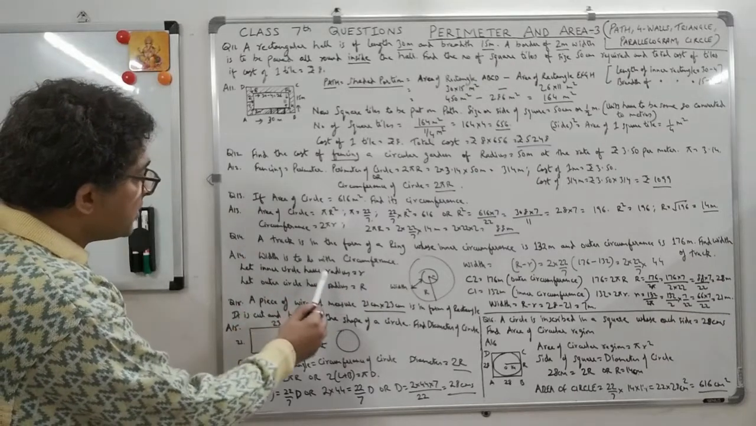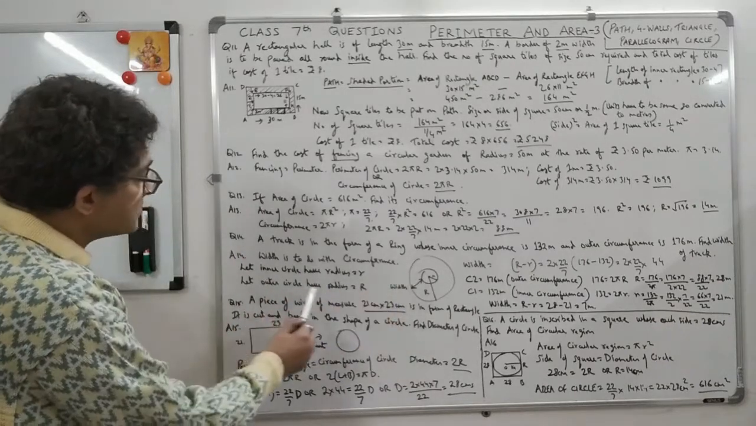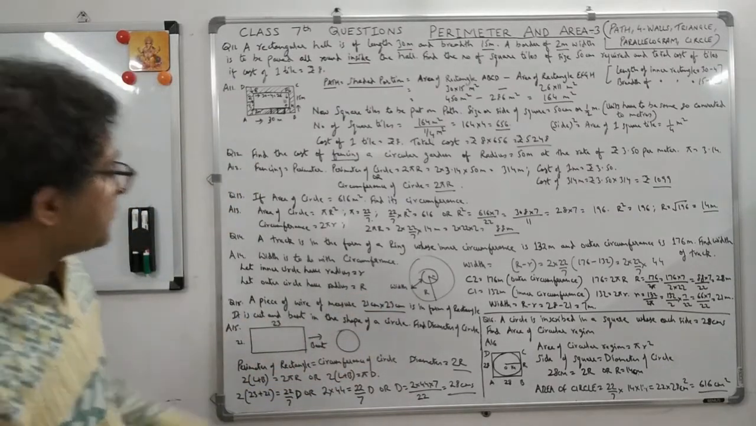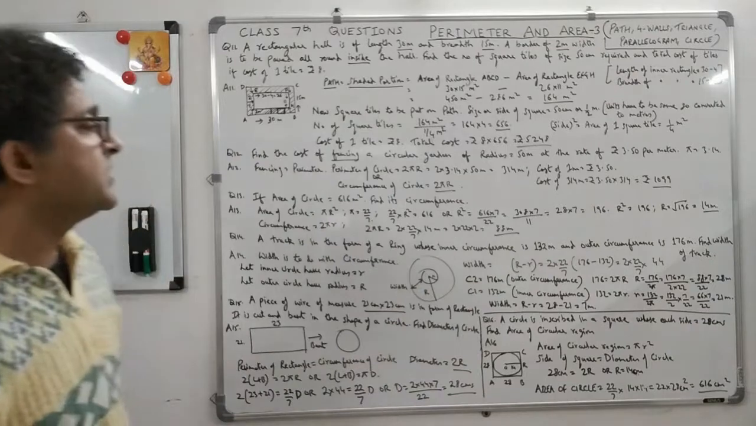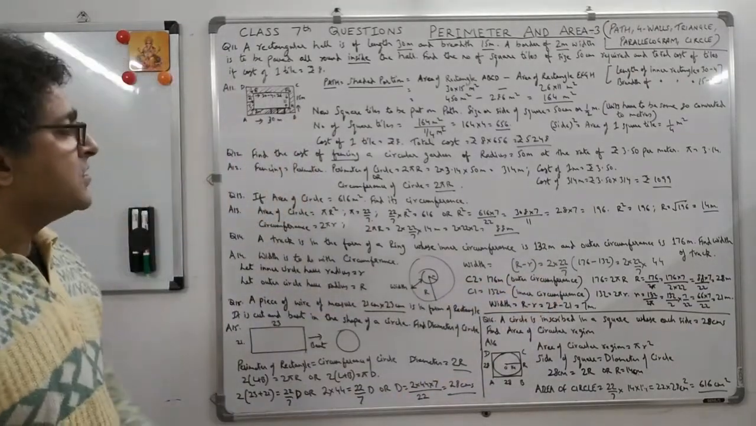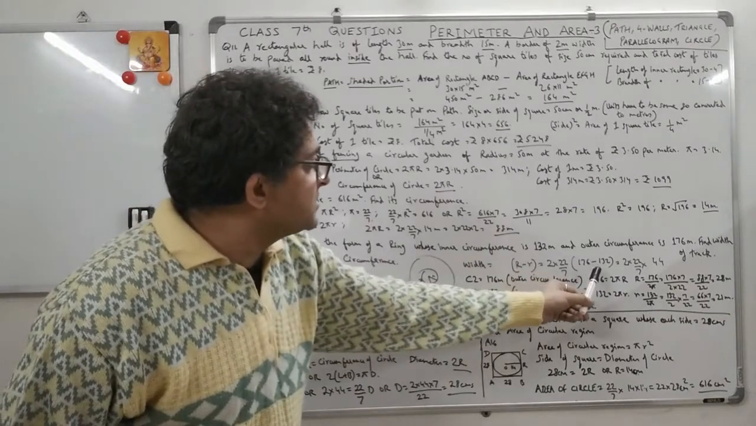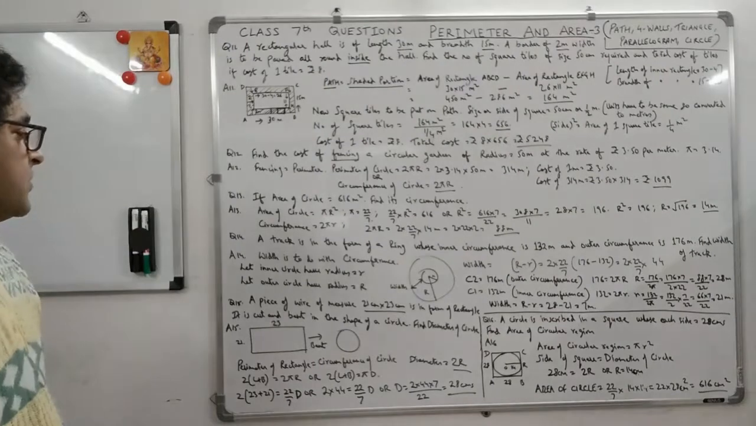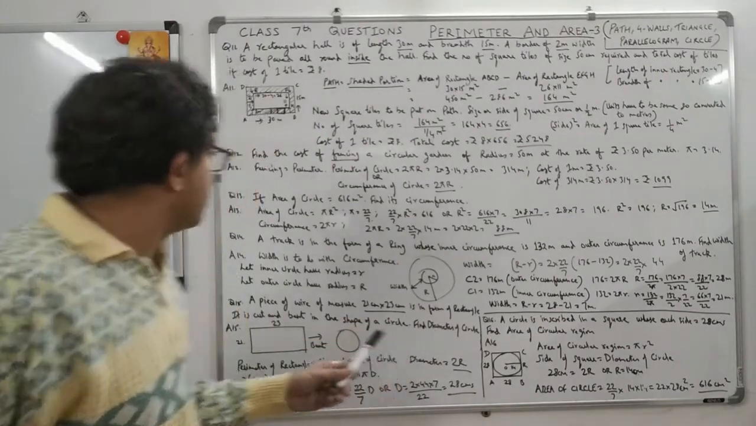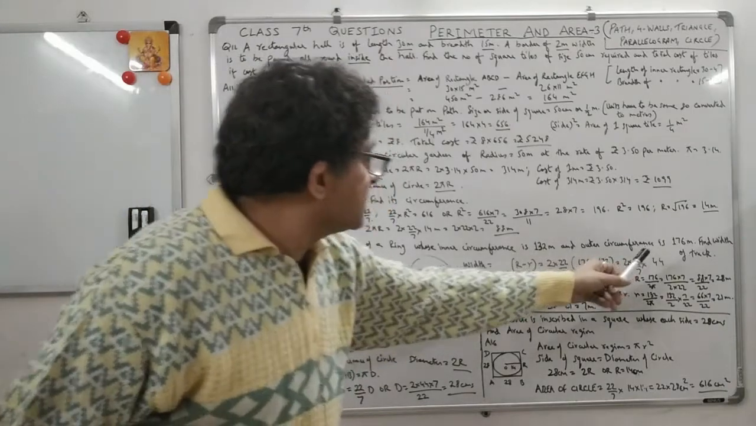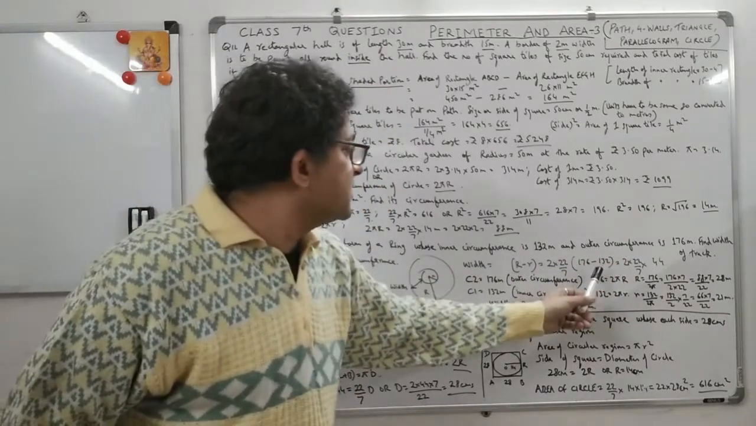Let the inner circle have radius r and let the outer circle have the bigger radius R, right? So now width is equal to R minus r. Simple. So 2 into 22 by 7, 176 minus 132. The outer circumference is given to you, so it is given 176.